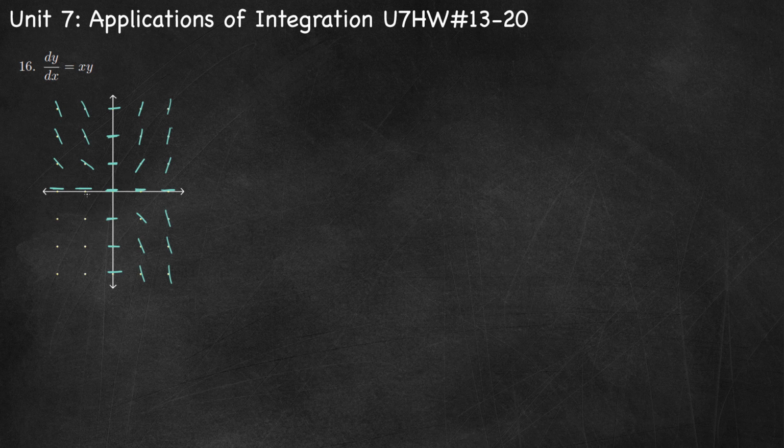Okay. At (-1, -1), the slope is 1. At (-1, -2), the slope is 2, and then 3. At (-3, -1), the slope is 3. And then we've got (-2, -2), the slope is 4. And then (-2, -3), the slope is 6.